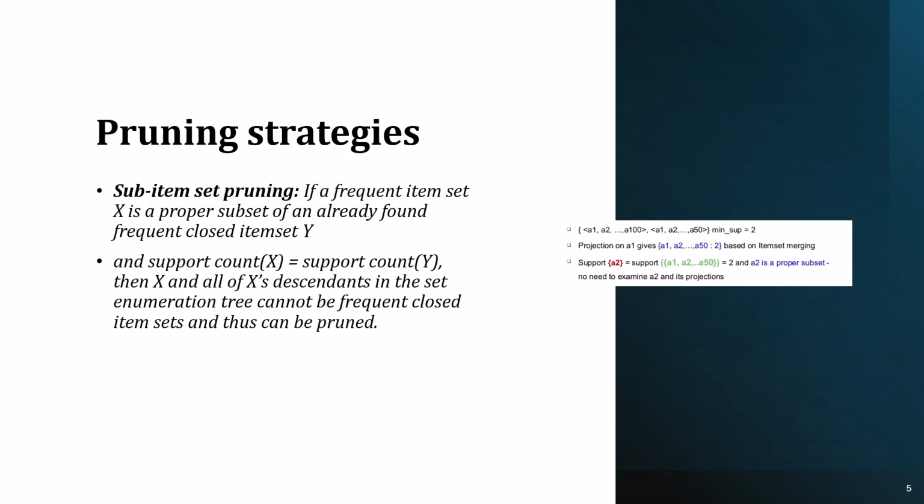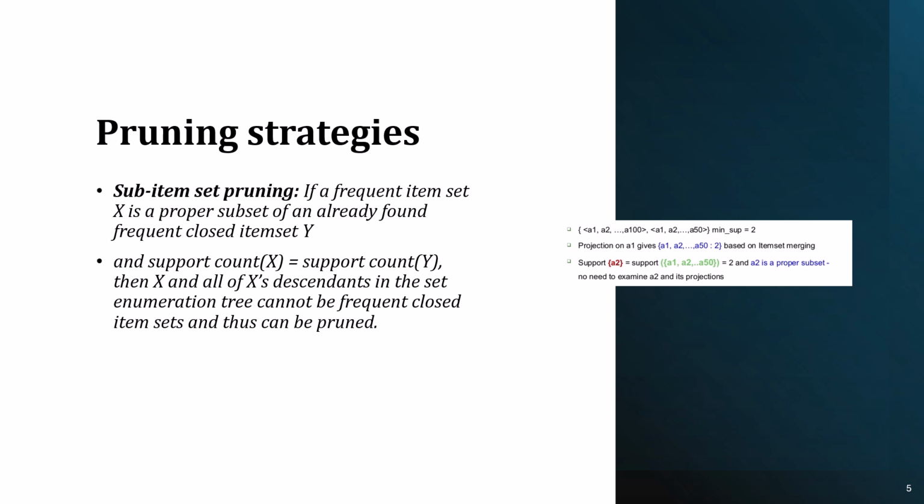Sub-item set pruning. If a frequent item set X is a proper subset of an already found frequent closed item set Y and the support count of X equals the support count of Y, then X and all of X's descendants in the set enumeration tree cannot be frequent closed item sets and thus can be pruned.